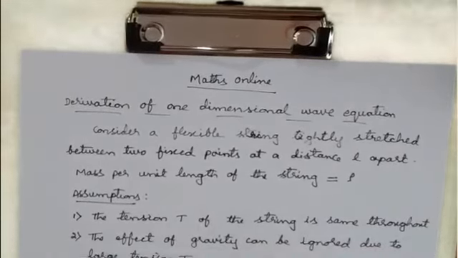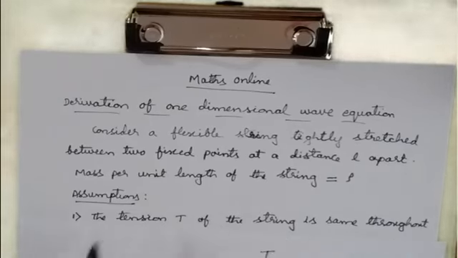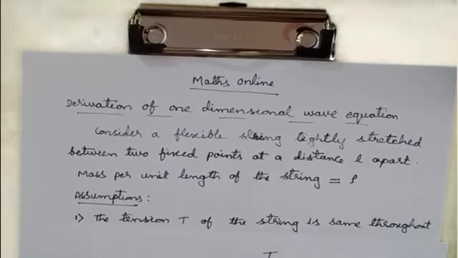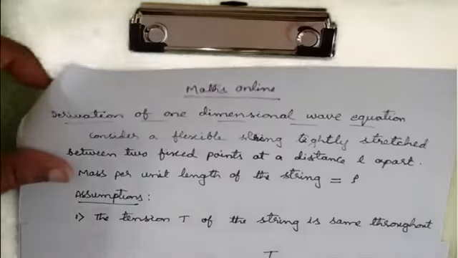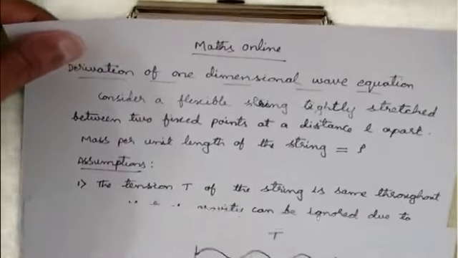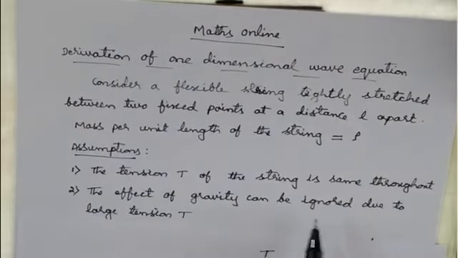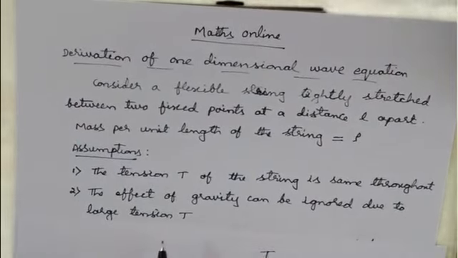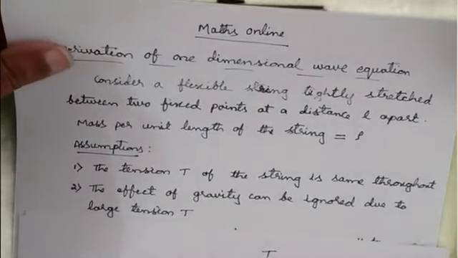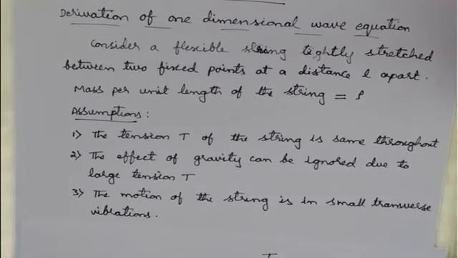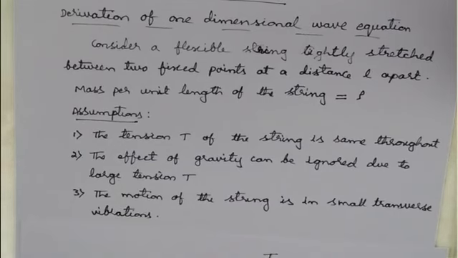And what are the assumptions that we are taking over here? The first assumption is that the tension T of the string is the same throughout. Coming to the second assumption, as I told you, the effect of gravity is ignored due to the large tension of the string. The third assumption is that the motion of the string is such that small transverse vibrations take place.